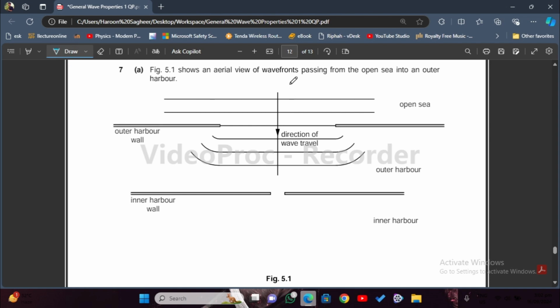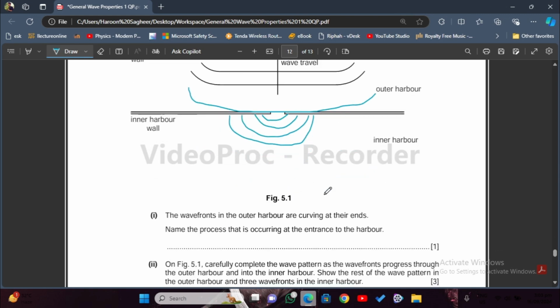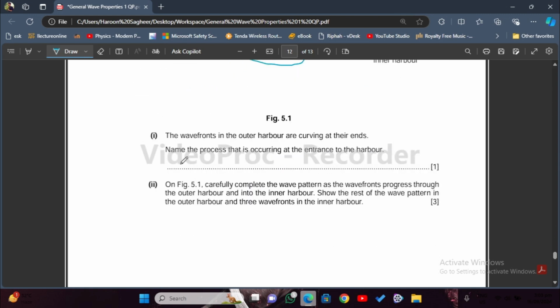So all the wavefronts coming in this direction have very low bending, very low spreading. However, here the gap is very small, so when these waves approach this barrier, they will spread prominently. You are able to see the spreading more prominently because the gap is now much smaller. Now name the process that occurs. That is diffraction. Very easy.